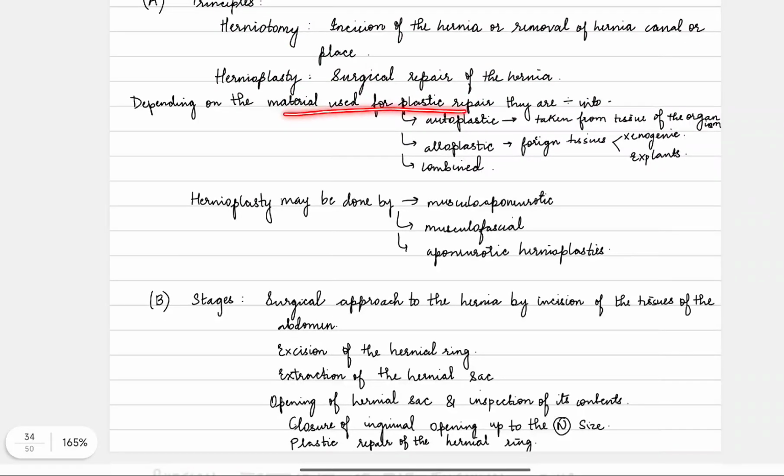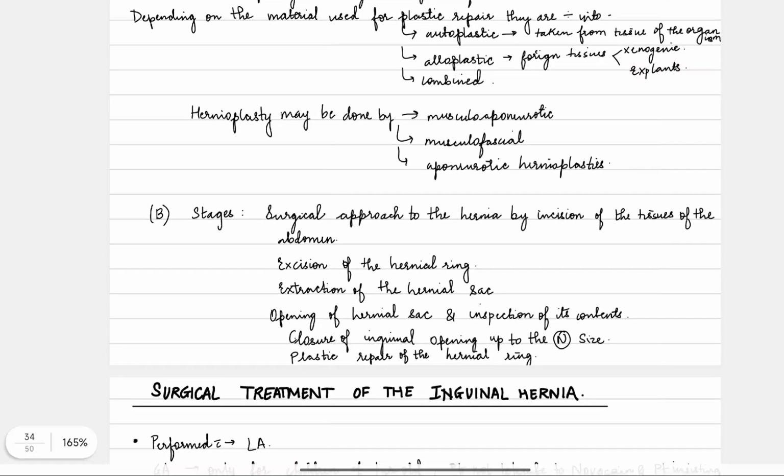Depending on the material used for plastic repair, they are divided into autoplastic, alloplastic or combined. Autoplastic is taken from the tissue of the organism. Alloplasty is a foreign tissue which is xenogenic or explant, or combined methods. Xenogenic means tissue of other organisms, and explant is non-biological material. Technique for hernioplasty may be done by musculoaponeurotic, musculofascial, aponeurotic hernioplasty.